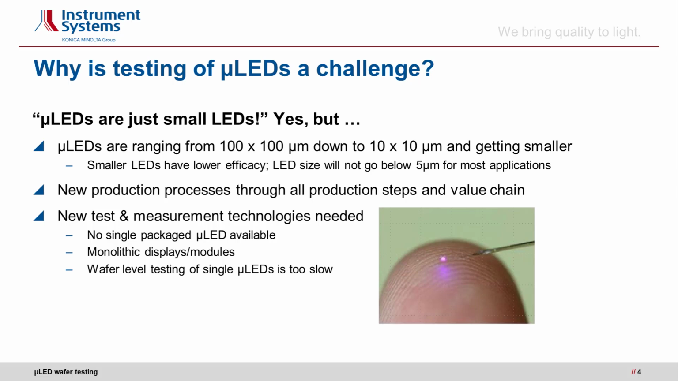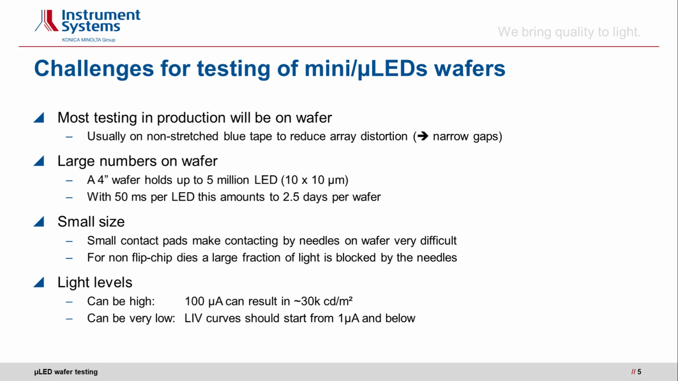Still, these small sizes require new production processes throughout all the production steps and throughout the value chain. Also in our field, the optical test and measurement, we will need new technologies. There are, for example, no single package micro-LEDs available. Many LEDs will be on a monolithic display module, basically, which also requires special testing procedures. And as we have seen, a lot of LEDs will be again on the wafer level. And we have seen that single micro-LED testing is too slow. Let's go to the next slide.